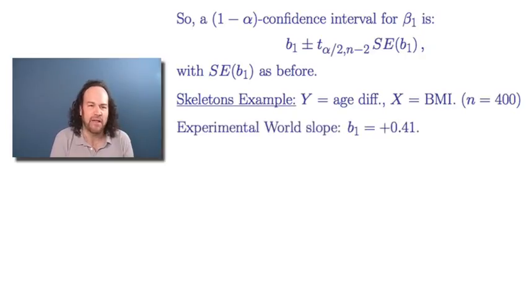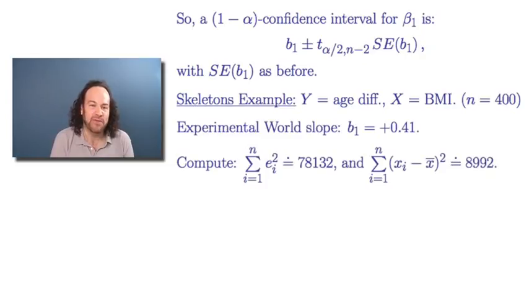And then we can say, well, in the experimental world or the data world, we computed a slope, which was equal to B1, and it was plus 0.41. Then we compute, first of all, if we're going to compute that standard error thing, we have to compute the sum of the ei squareds, and that you can just compute or get a computer to compute. It worked out to 78,132. We also have to compute the sum of those squared deviations of xi minus x bar, and that worked out to 8,992.